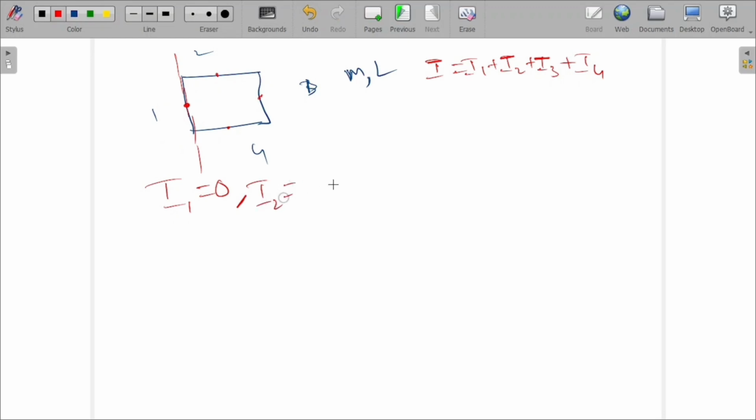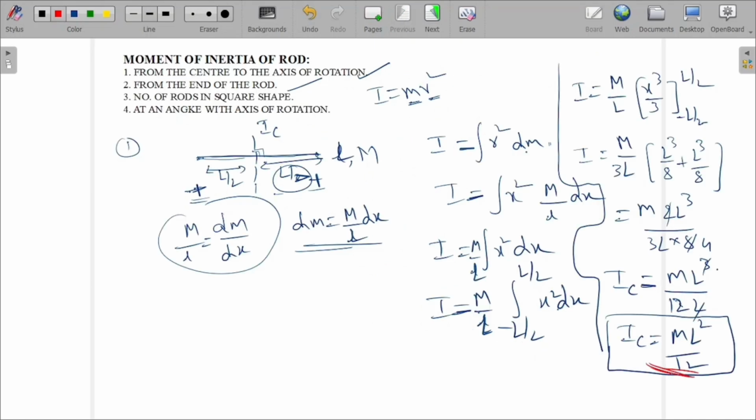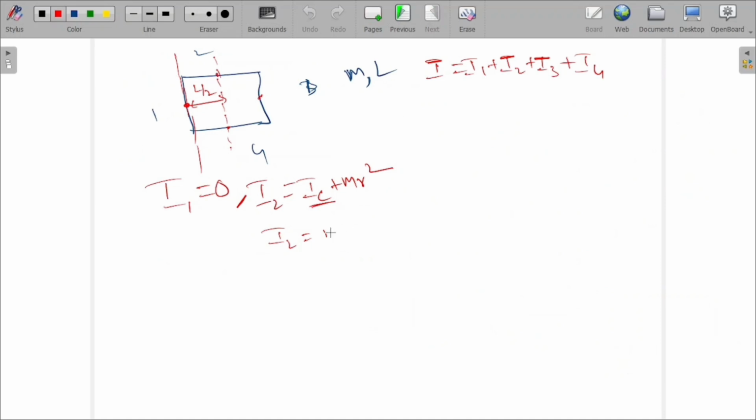What about I2? I2 is from this point. This is the axis, parallel axis theorem. These two are parallel. According to the parallel axis theorem, what's the formula? I equals IC plus m r square. So at what distance is it? It will be L by 2. So I2 equals, what is the IC at the center of mass? Just before we did it, what is it? This is from the center. What is it? ml square by 12.